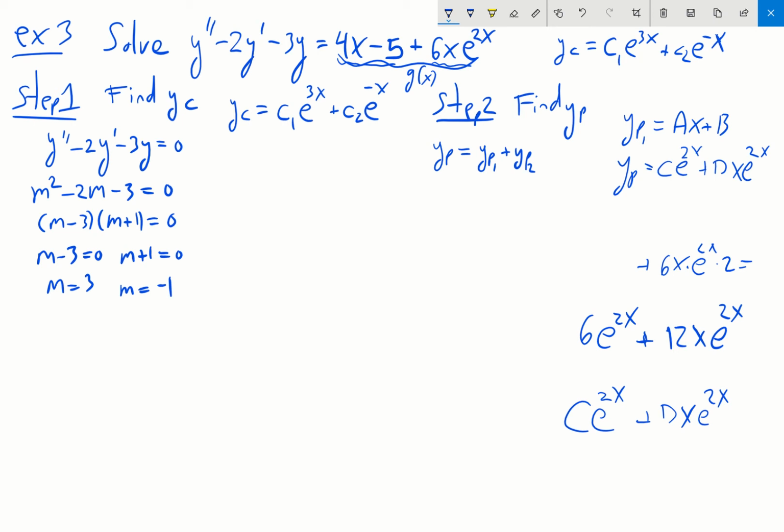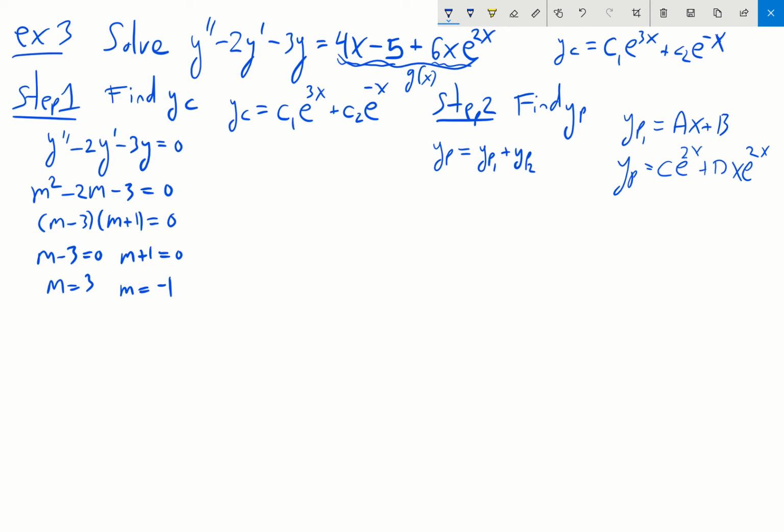And then according to the superposition principle, if both of those are solutions, then our particular solution in this case is going to look like the following. It's going to be ax plus b plus c e to the 2x plus dx e to the 2x. Now our goal is to see if we can solve for a, b, c, and d. To plug it into this differential equation, we need both the first and the second derivative. So let's find those.